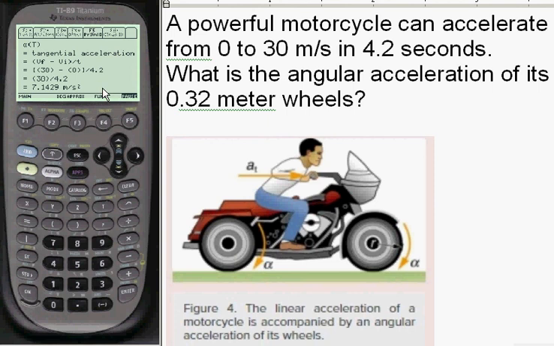So now we're going to get the tangential acceleration, which is linear acceleration, and find that VF minus V initial divided by time is equal to 7.1429 meters per second squared. Angular acceleration then would be the tangential acceleration divided by the radius, which equals 22.321 rads per second squared.